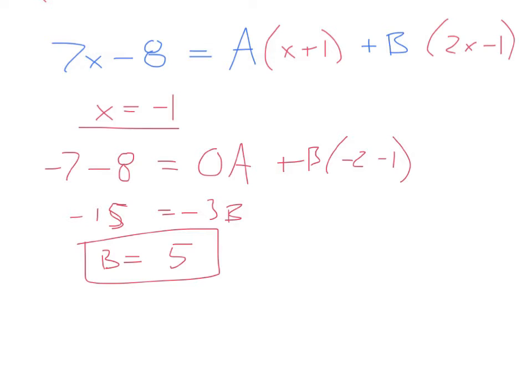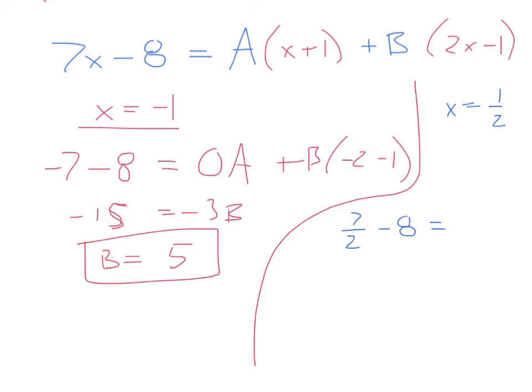Okay, next I'm going to do the same process, but I'll use a different value of x. This time let's use x being, well, what would be really convenient for this one? It'd be really convenient to use 1/2. If I plug in 1/2 everywhere, I'll end up with 7/2 minus 8 equals a times 1/2 plus 1.